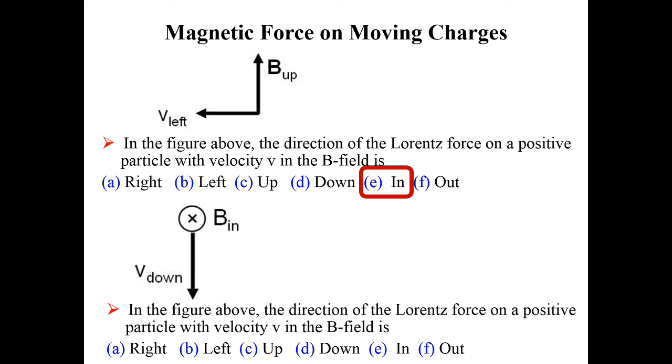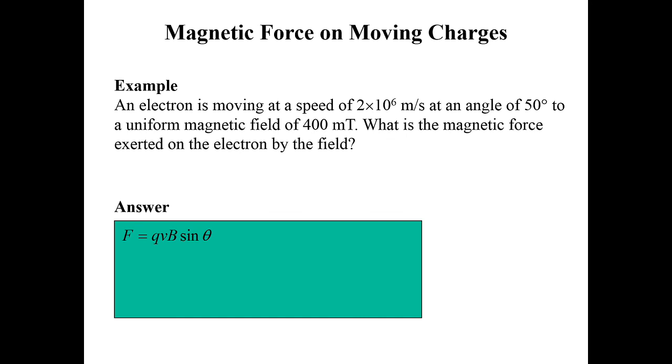Next we have another case where the charge is positive, and this one the charge is moving down. So my index finger points down, and the magnetic field points into the page. So I put my middle finger into the page, and from that I get the force pointing to the right, since my thumb is pointing to the right. Alright, so you'll have a few of those to do in the classwork.